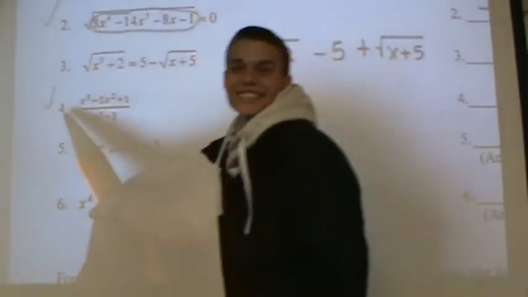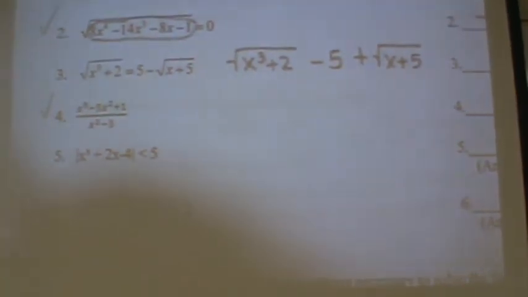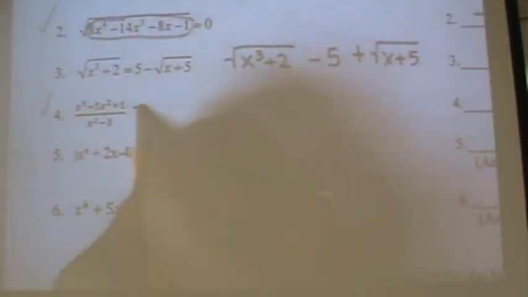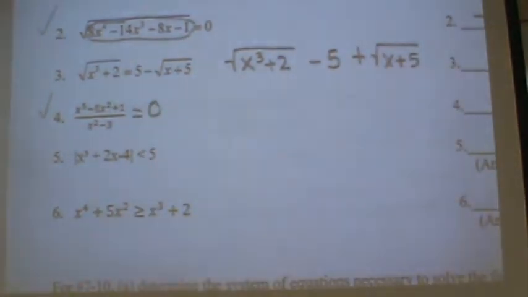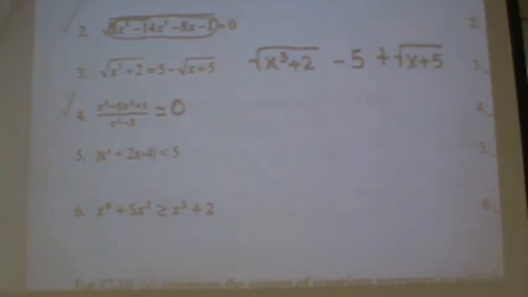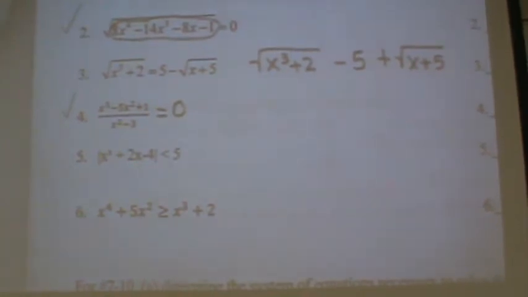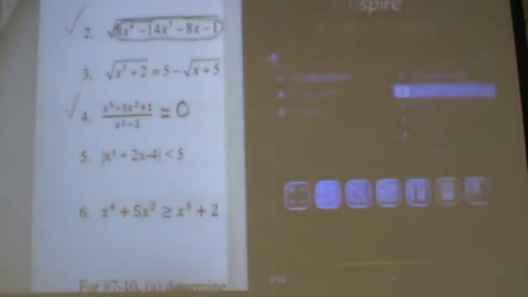Number 4 is on your test. There was a typo in this one. It looks like equals 0 is missing on that one. Number 4 is on your test. How do you solve that one? If you have a fraction set equal to 0, how do you solve that? You set the numerator equal to 0.